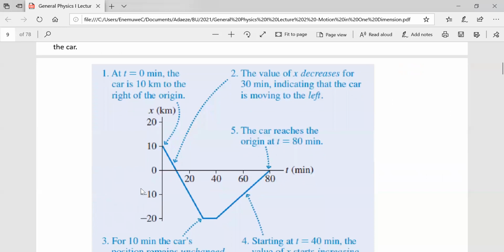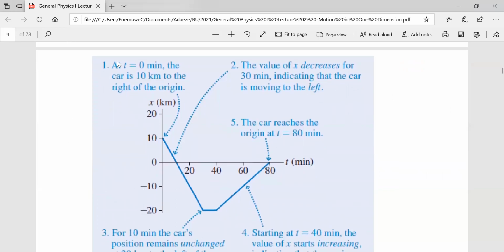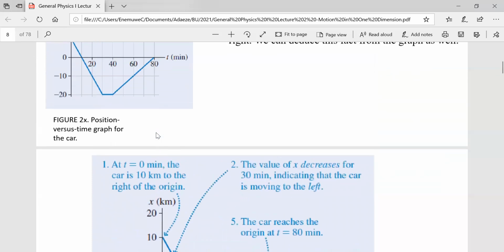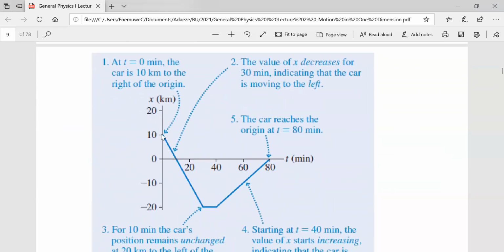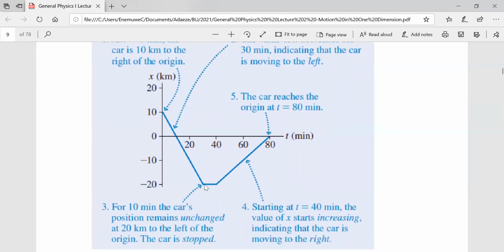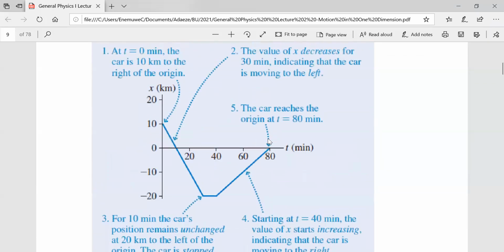Let's see how we analyze the graph, okay? So at the start point, time 0, the car was at 10 kilometers. That is its origin. Then it moved by decreasing its position for 30 minutes. Then it waited for 10 minutes. It was steady, didn't change, or we'll just say the car stopped for 10 minutes, then moved for 40 minutes, indicating that it moved to the right because it went upward.